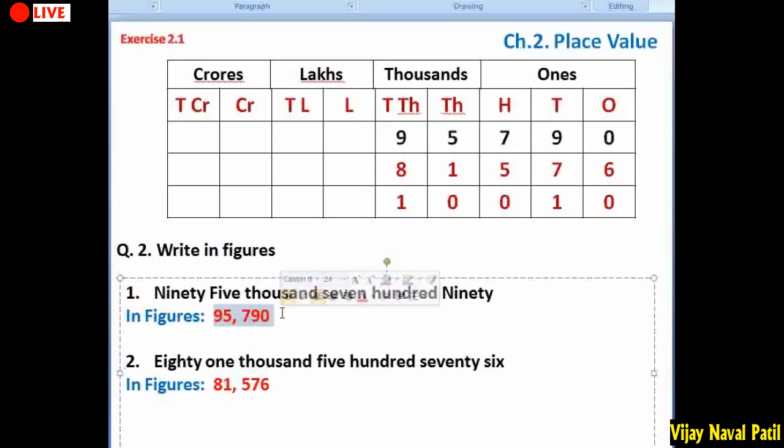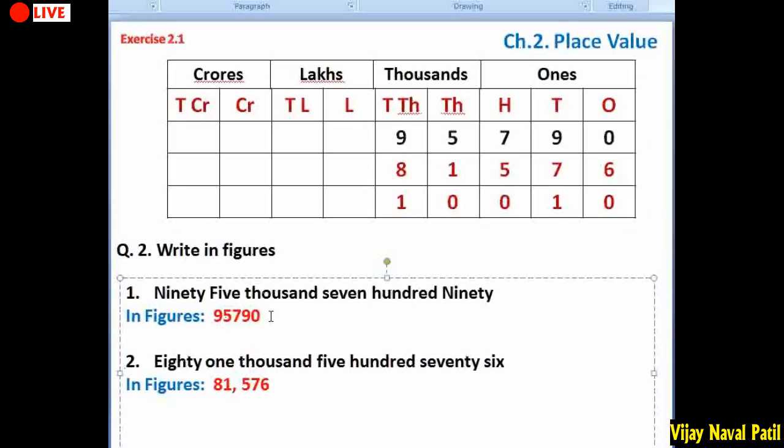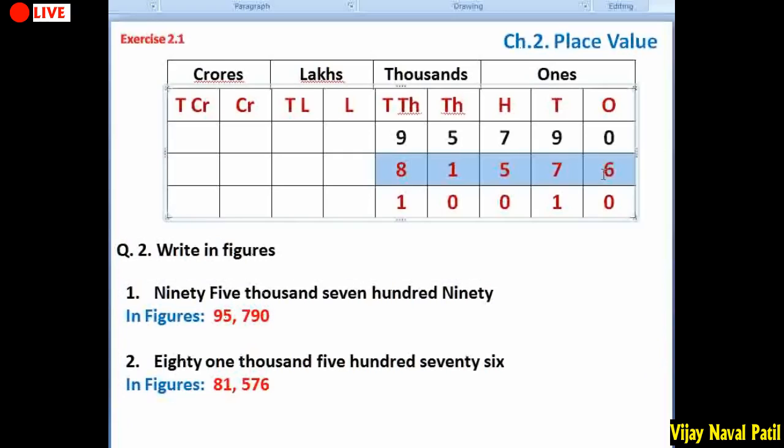In figures, in the sense you have to write the numbers as they are. So I have to write 95, then 790. I wrote the number as it is. See, this is the number here, 95790. So as per the Indian system, from right to left I have to put commas before every three digits. So I put commas here. Okay? Then the same number is there, 81,576.